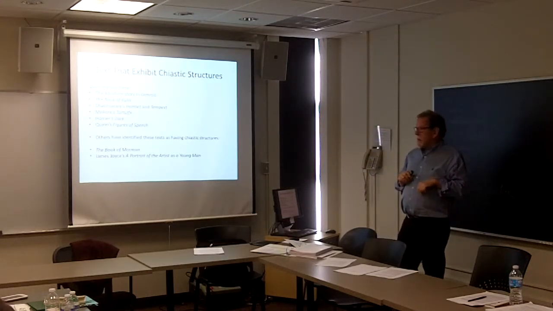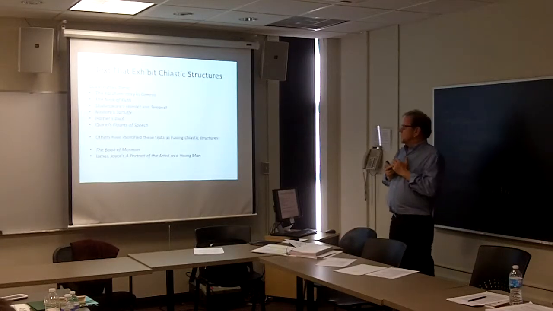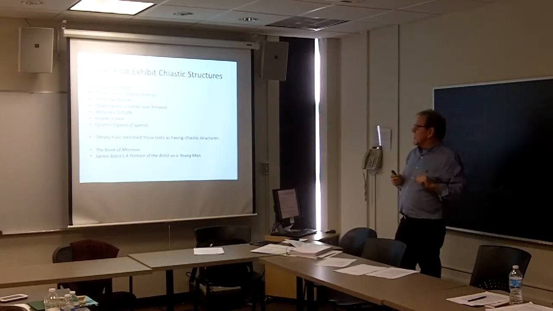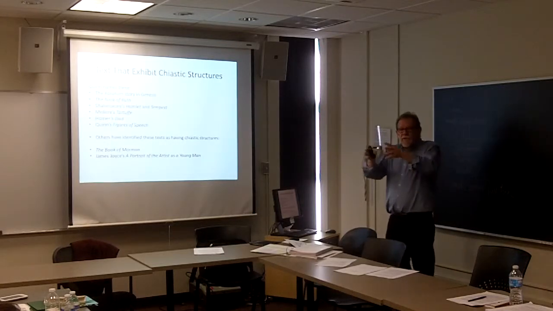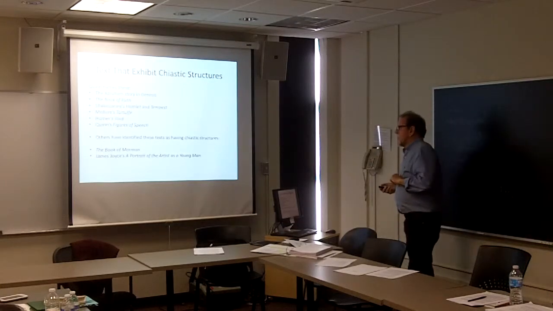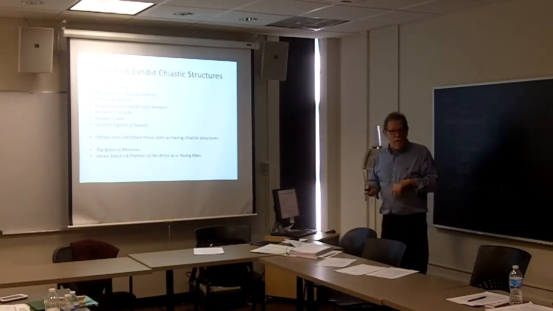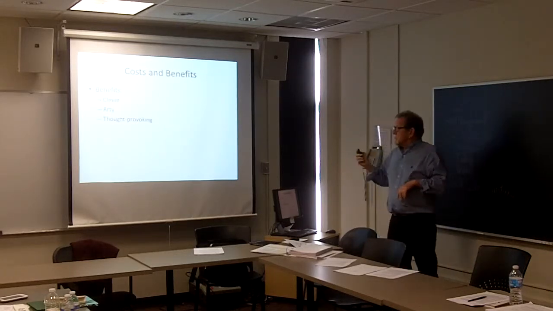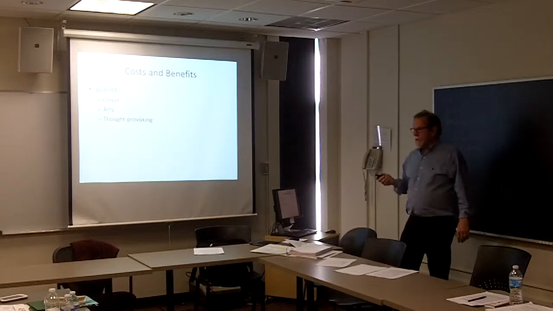Books that Quinn says are chiastic in structure: the Abraham story in Genesis, the Book of Ruth, Hamlet and Tempest, Moliere's Tartuffe, the Iliad, and his own book, Figures of Speech, he arranged as a chiasmus. Others have identified the Book of Mormon and James Joyce's Portrait of the Artist as a Young Man as having a chiastic structure. The costs and benefits: it's clever, it's arty, it's thought-provoking.